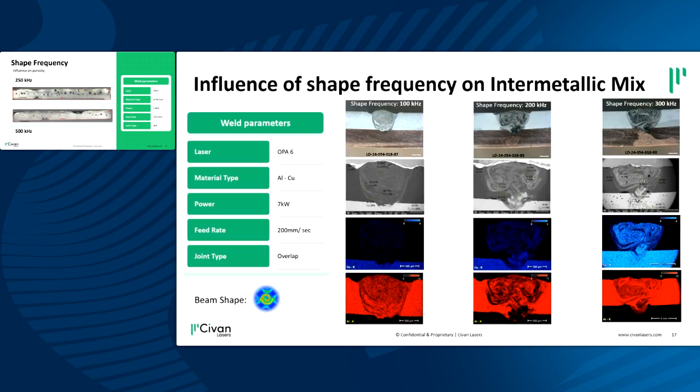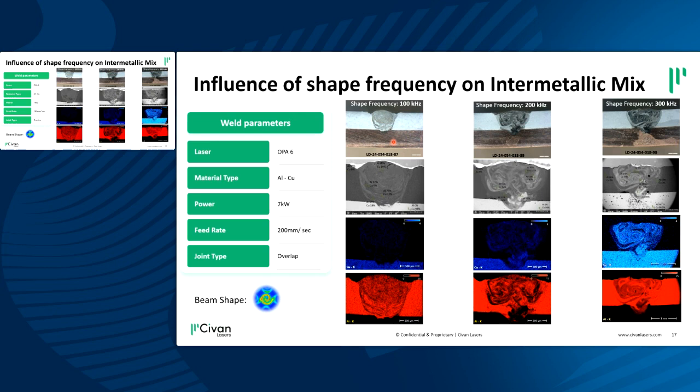Another example is welding of aluminum to copper. So you see here on the top, it's the aluminum, and the bottom is the copper. And what you see here in the blue is the concentration of the copper, and in the red is the concentration of the aluminum. And each column is a different frequency. So the left column is 100 kilohertz, the middle column is 200 kilohertz, and on the right we have 300 kilohertz. All are using this same beam shape of a spiral, same feed rate, same power.